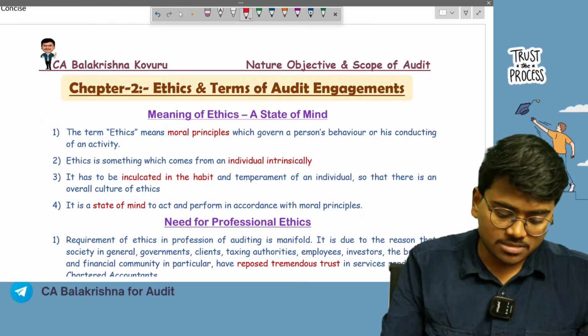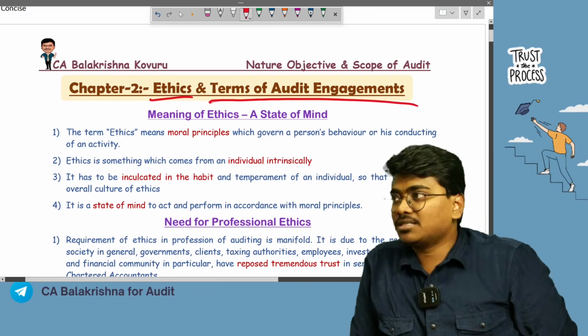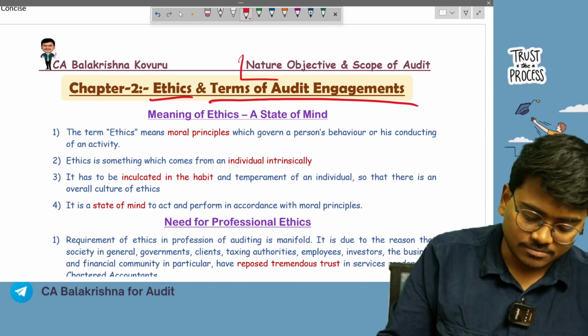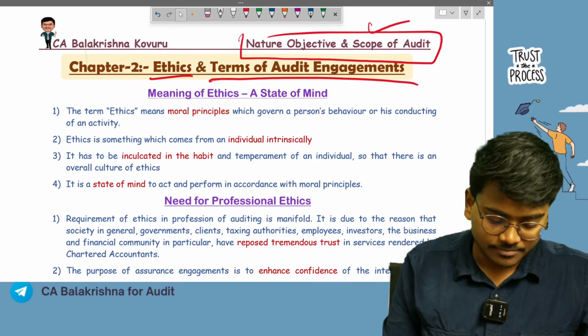Chapter number 2, it is ethics and terms of audit engagement. Here there is some printing mistake, I'll correct it. Okay, the name of the chapter I'll change it.